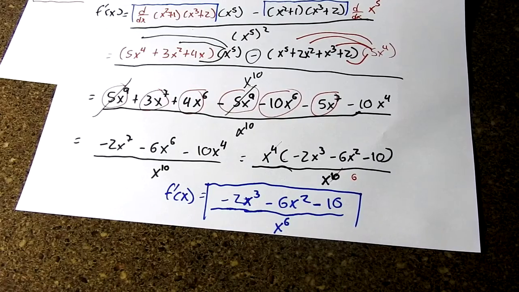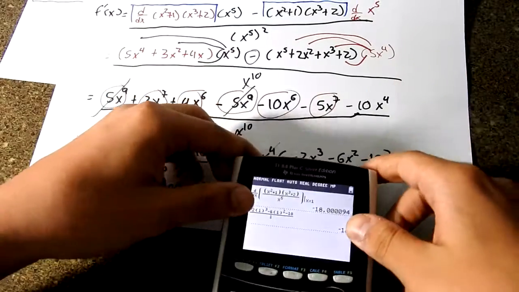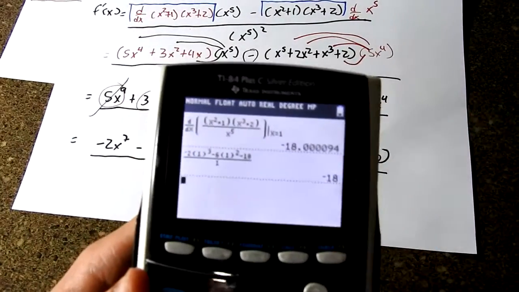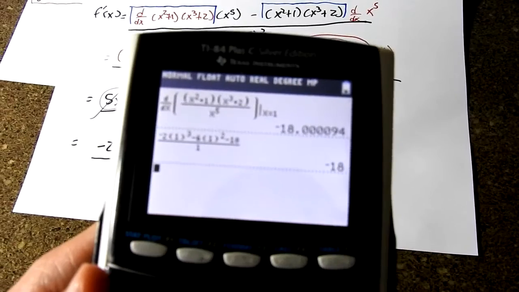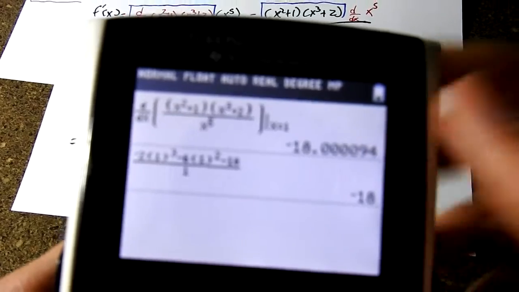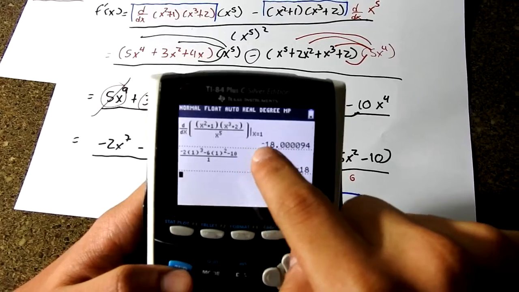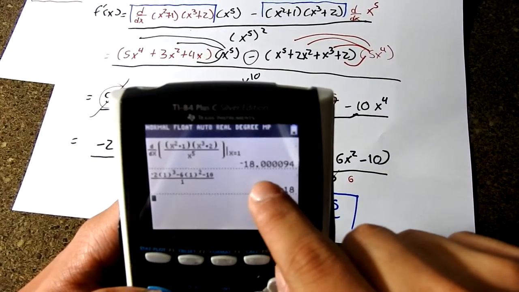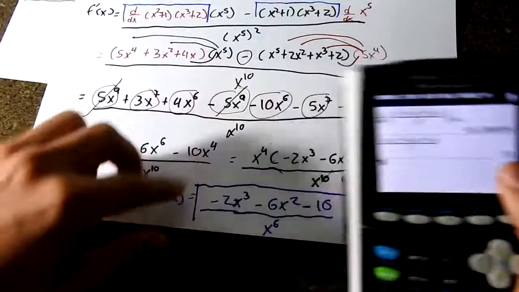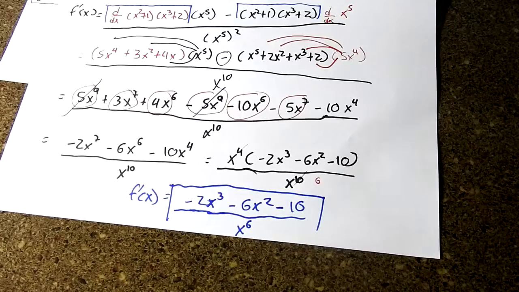Now to prove this is the right derivative, I just did it over here with the calculator. I used the derivative function of the calculator and I plugged in the function when x equals 1, and it says minus 18.0094. Then I did it manually using my differentiation when x equals 1 and there's minus 18, the same thing. So our process is right.